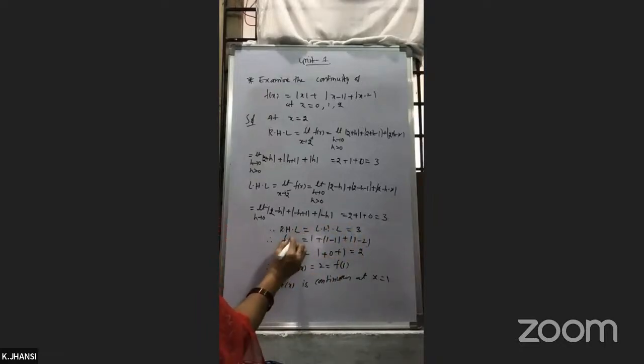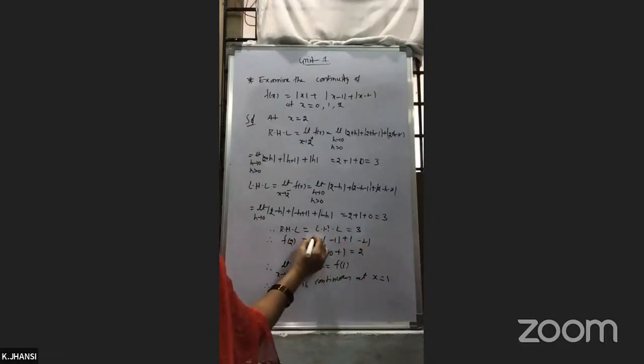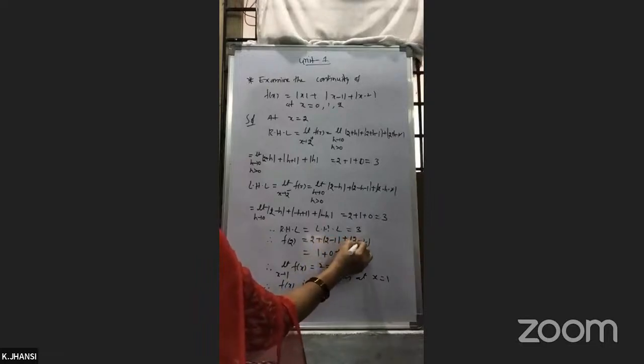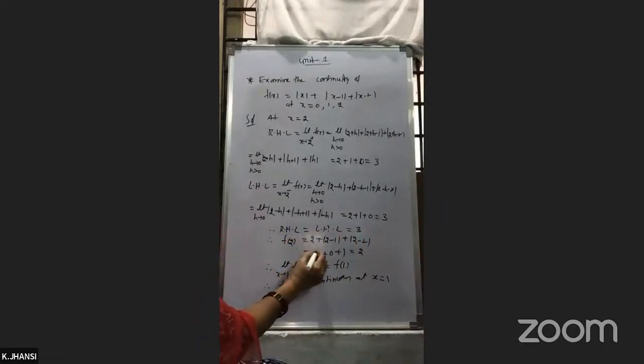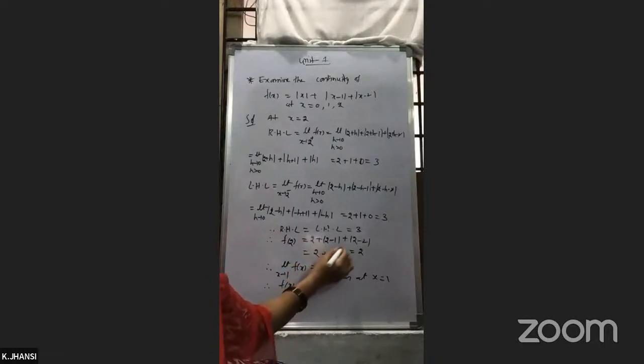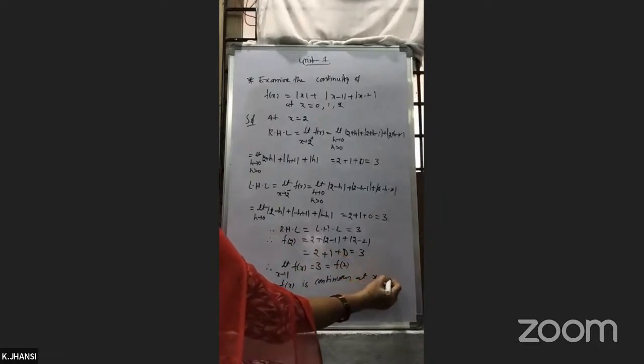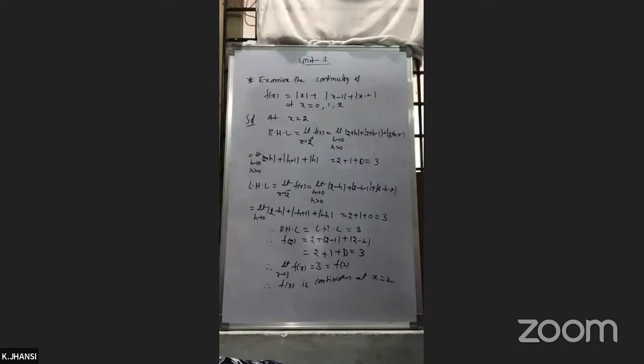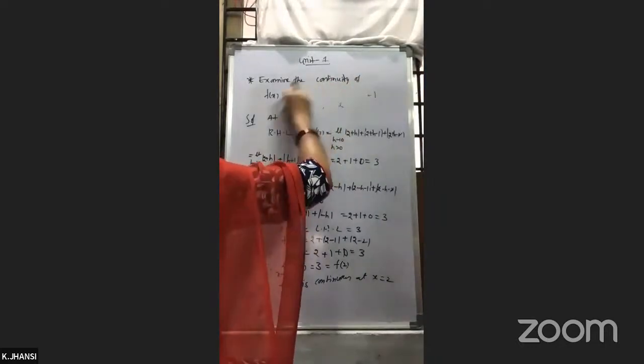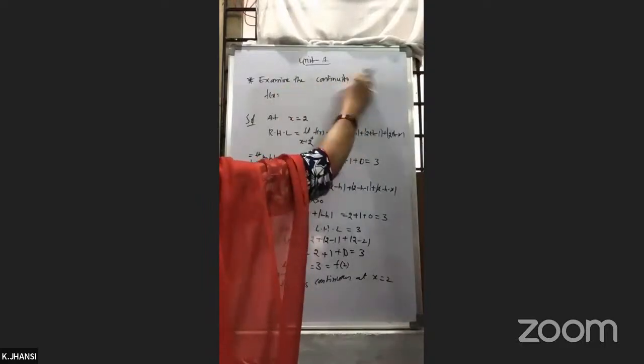And the f of 2 value. The f of 2 value is, this is 2. This is 2. This is 2 minus 1. This is 2 minus 2. So this is 2, this is 1, and this is 0. So you'll get the answer as 3. So f of 2 value is 3. Therefore, f of x is continuous at x equals to 2. Okay. So at last you write: therefore the given function f of x is continuous at x equals to 0, 1 and 2.